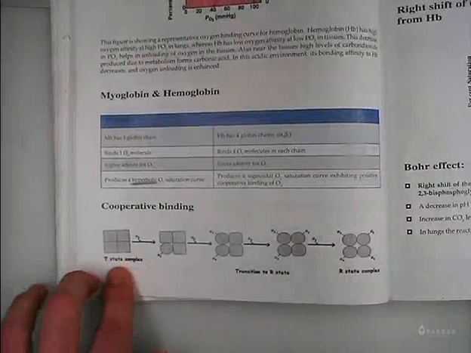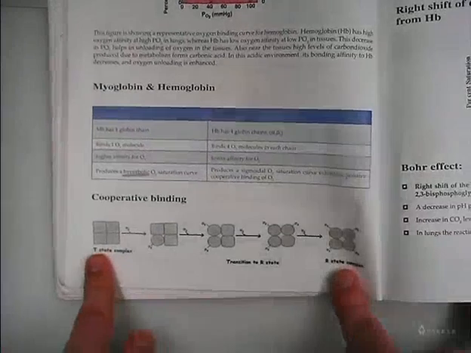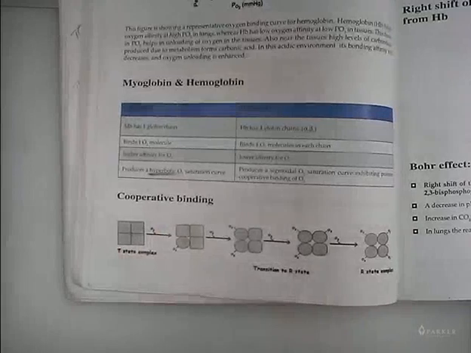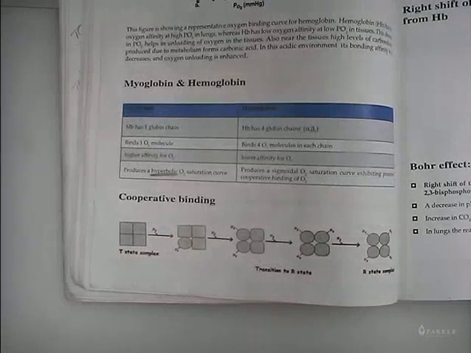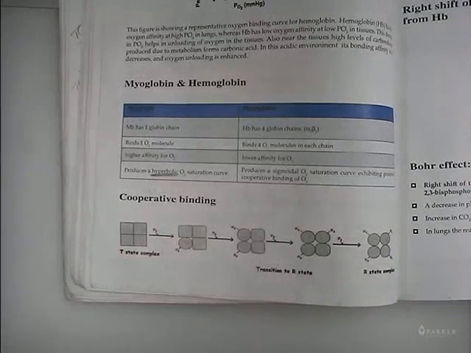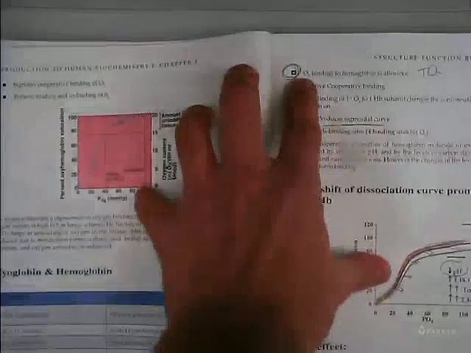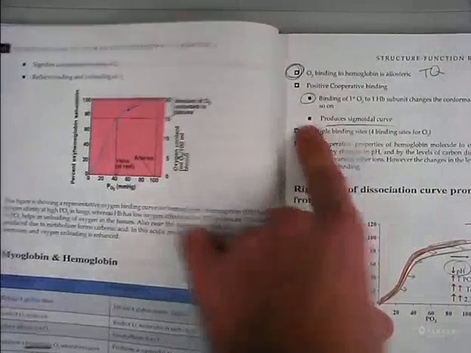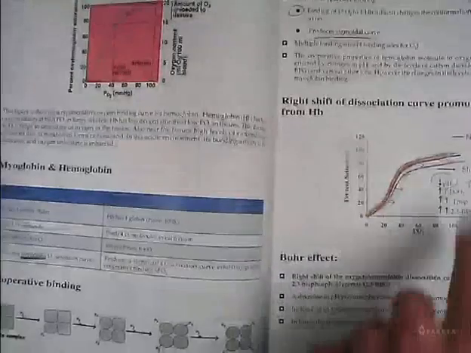Cooperative binding, we talked about this, tense state versus relaxed state. So once that first one binds, it's more likely that all the other ones will bind. Once it loses that first one, it's more likely it'll lose all the rest of them. Oxygen binding to hemoglobin is allosteric. Talked about that. Talked about these shifts.